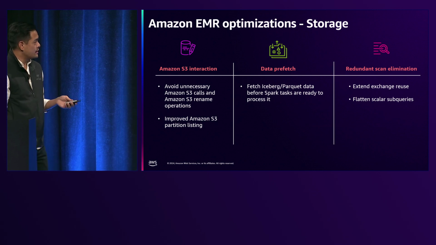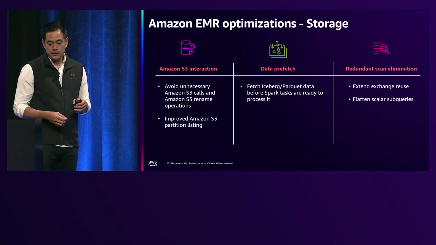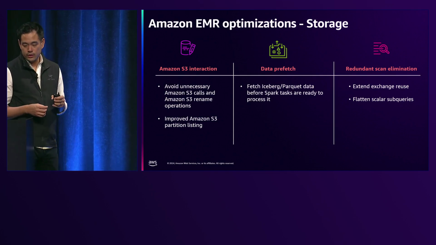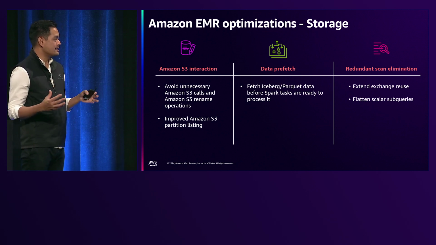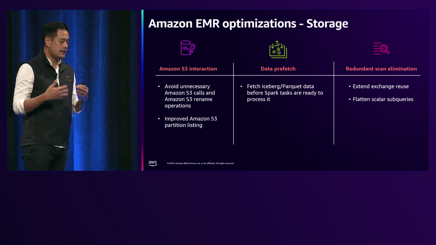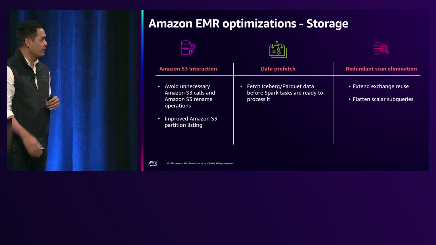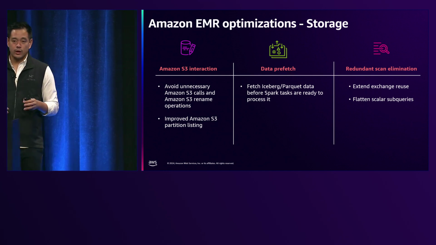So one example of this is with data prefetch. With data prefetch, before the Spark task needs to run, we'll try to asynchronously prefetch all of that data with excess network bandwidth so that when the stage comes, the data is already there and we can start rather than having to pull in all the data at that time. So these are just a few examples that we're investing in.